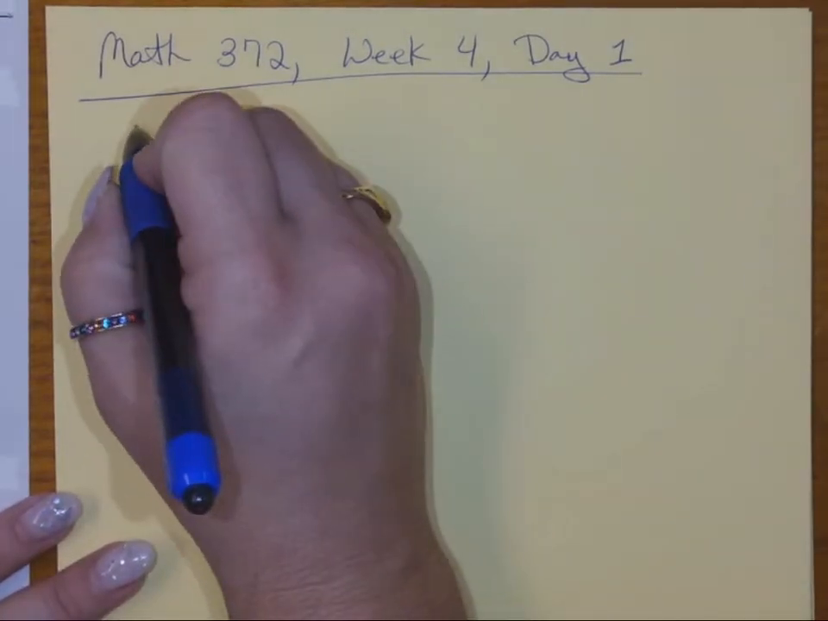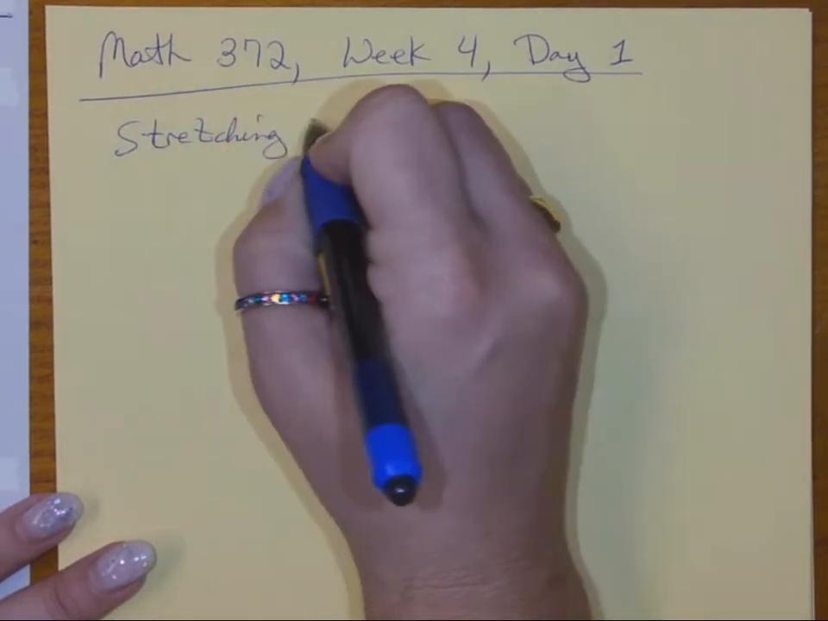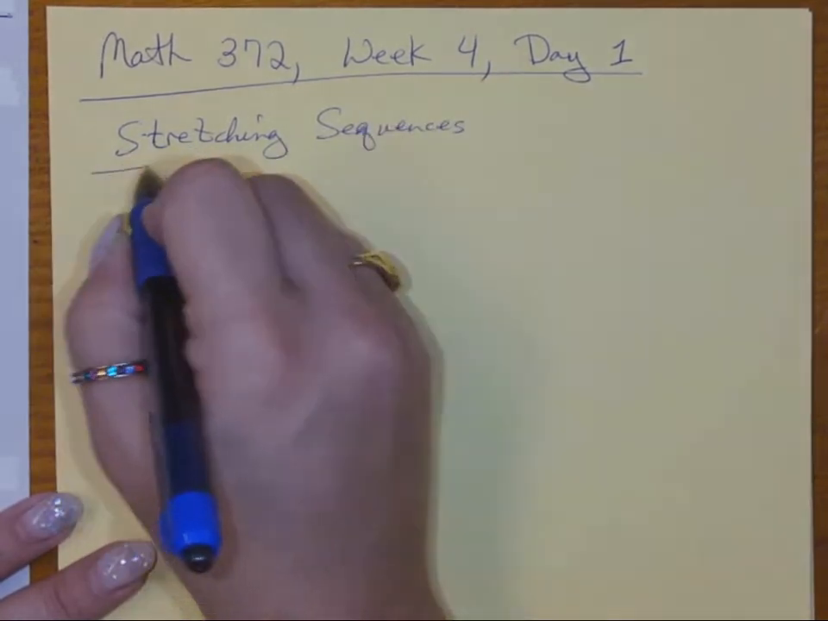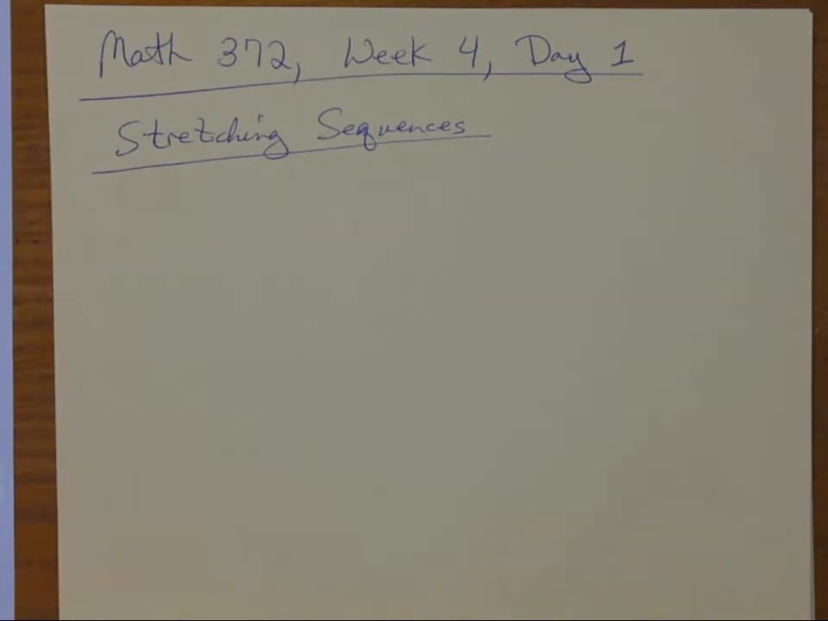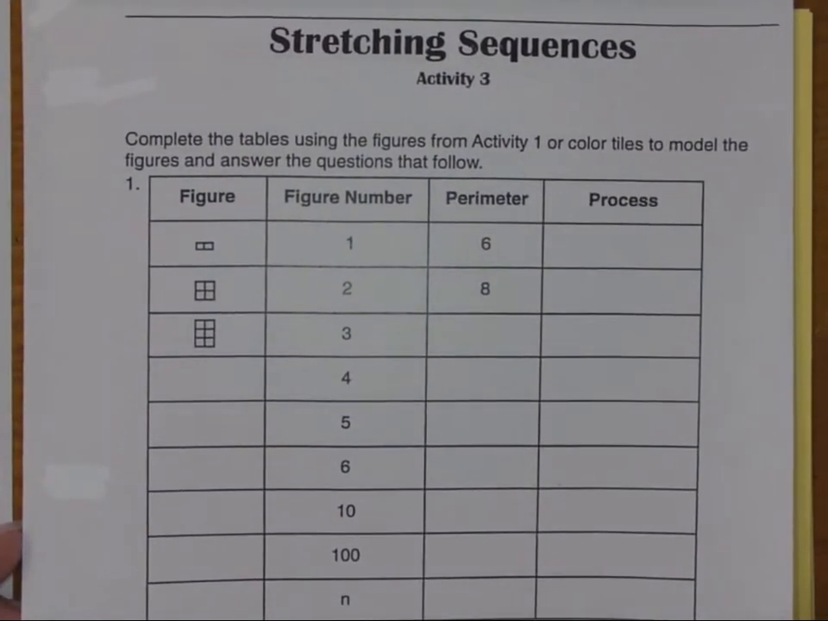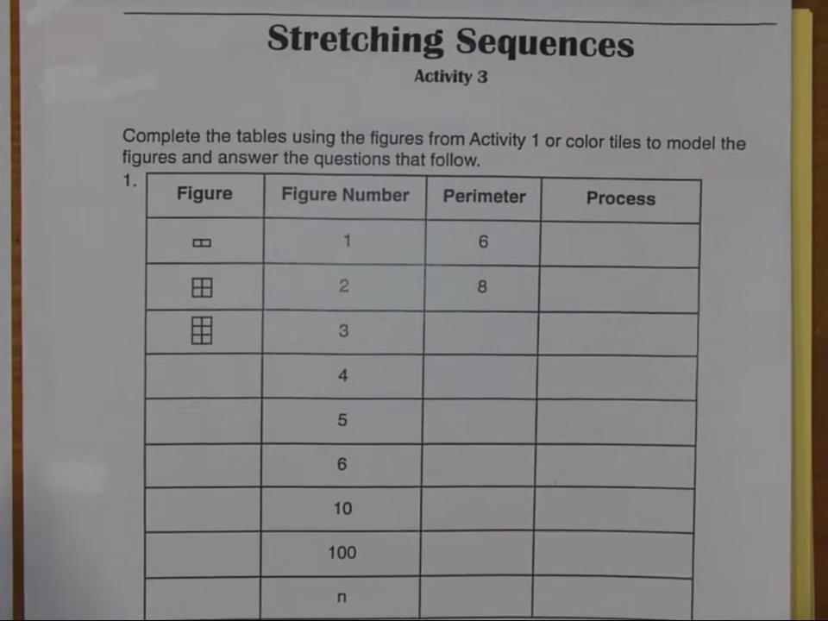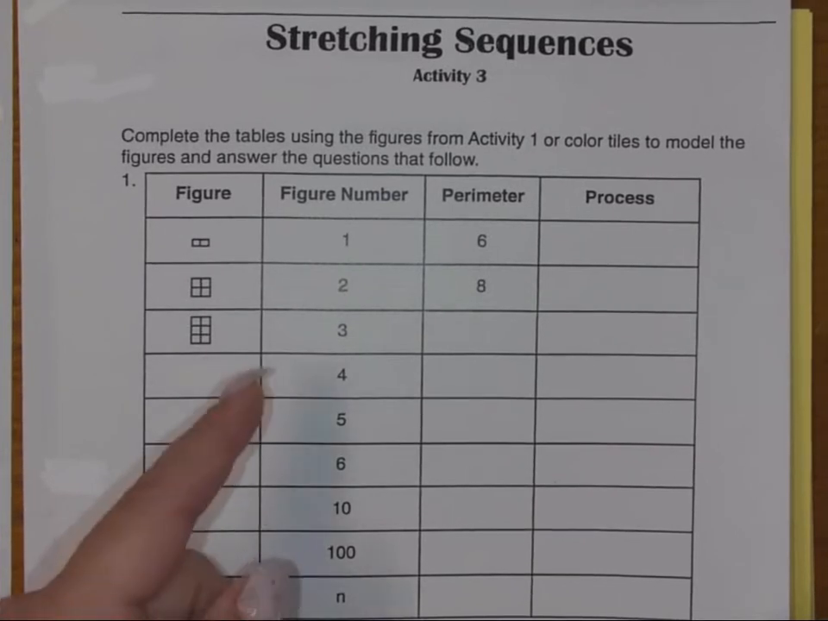So here we go. In D2L, I'm going to load up something called stretching sequences. This is what I would normally do with you in class, talk to you about something to this effect. And you can see there's actually a template for it, so you'll see something that looks like this. But basically what's going to happen is I'm going to build some figures, some pictures. I'm going to use color tiles to do them. And we're going to work off the figure number.